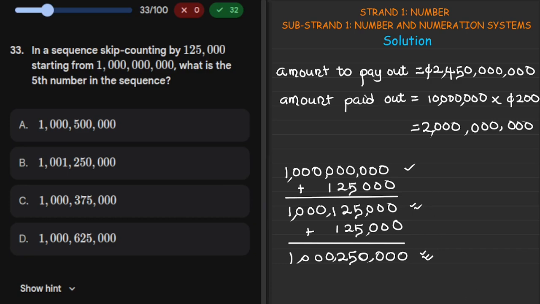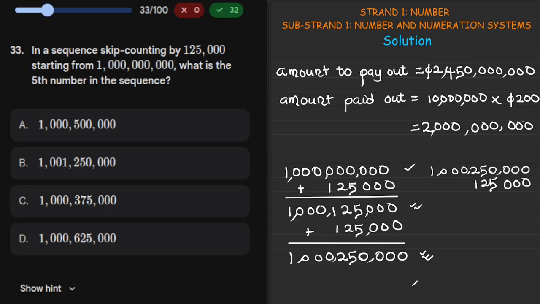So with our third number now, we add the same number to it. So let me just do that here. And what are we adding to it? We are adding the 125,000 to it. So we have our 125 here. Then I'm going to add all of this once again.